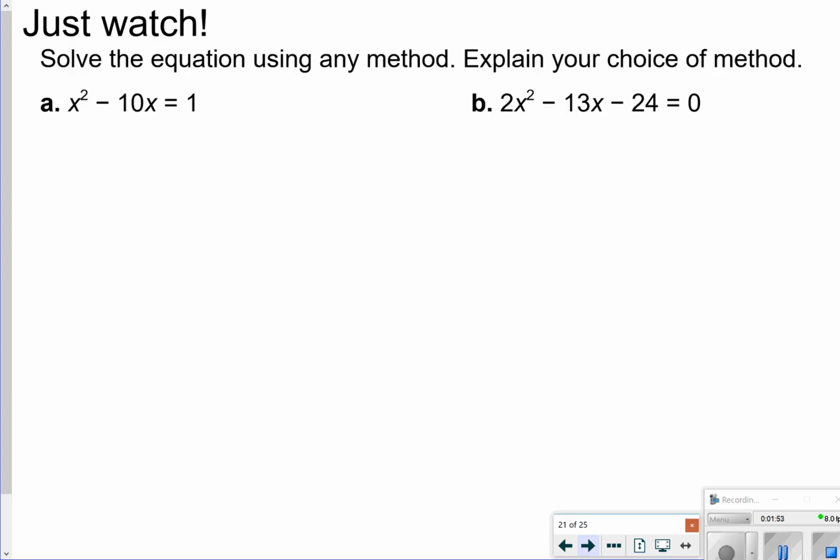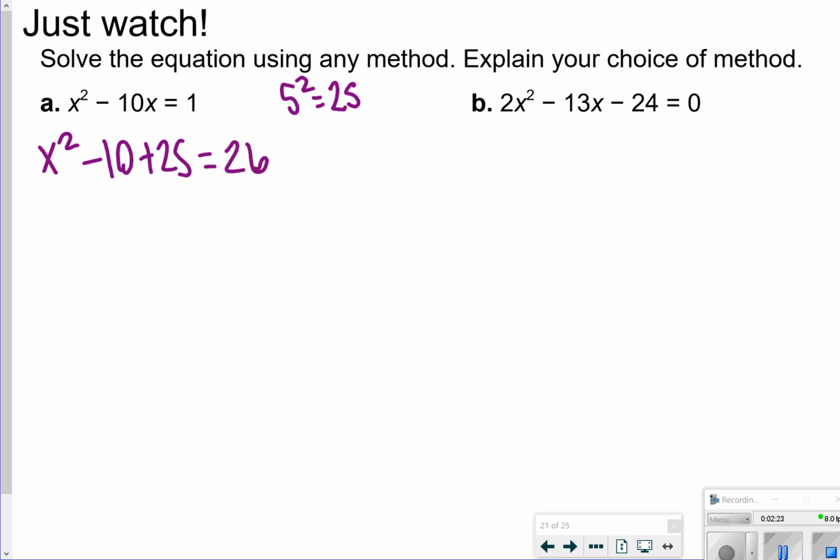So here are 2 examples. The first one I have is x squared minus 10x is equal to 1. This would be an easy one to complete the square because a is equal to 1 and b is an even number. So what I would do is first find half of 10, which is 5. Then I would do 5 squared, which is equal to 25. So I'm going to add 25 to both sides. So I have x squared minus 10x plus 25 on the left side, and if I add 25 on the right side, I get 26.